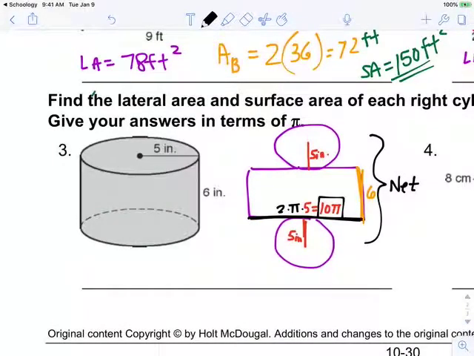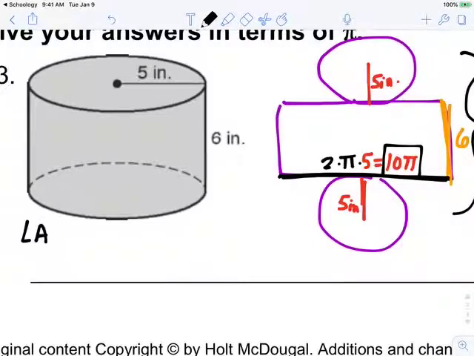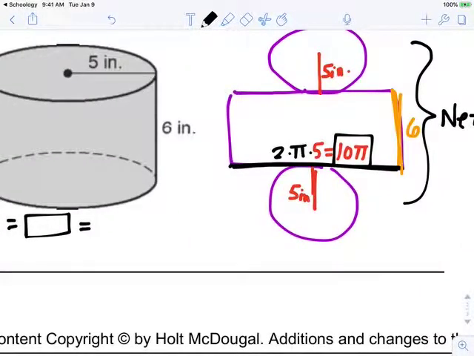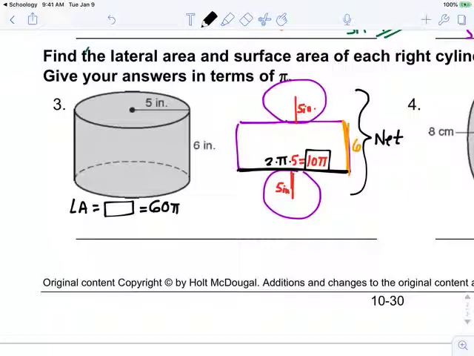Now look at how easy it will be to calculate the surface area and lateral surface area. What shape for the lateral surface area? Rectangle. Well, the rectangle has 6 and 10 pi, which gives me how many pi? 60 pi. Since we're multiplying, just do the 6 times the 10, that gives me 60, and don't forget the pi. Now, you do still have to worry about the area of the circles.